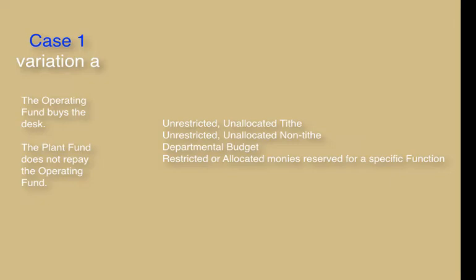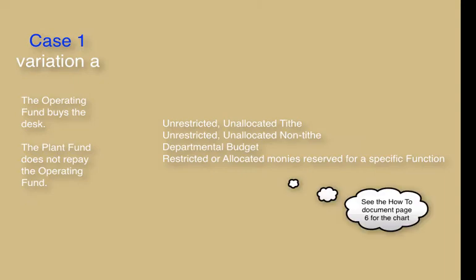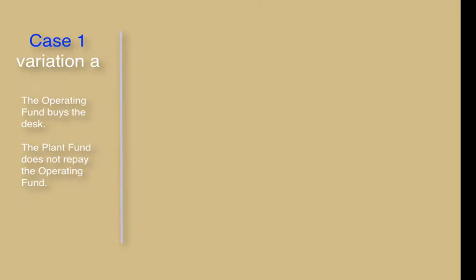Now remember that our choices are, will it be unrestricted and unallocated tithe, unrestricted and unallocated non-tithe, departmental budget resources, or restricted or allocated monies that have been reserved for a specific function. And we have provided a chart for you that you can print out and keep that might help you in understanding this. So in variation A on case 1, the money to purchase a desk is coming out of operating fund using unrestricted, unallocated tithe resources, and the plant fund will not repay the operating fund for the purchase.